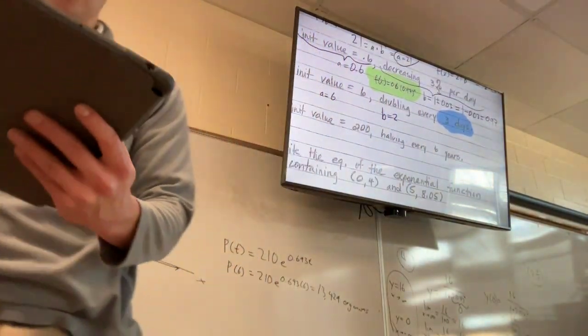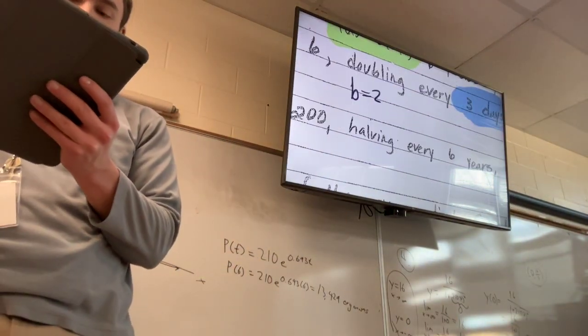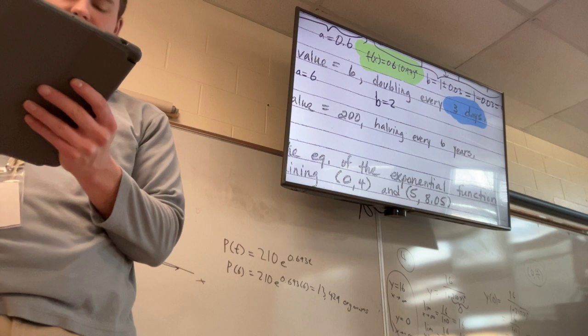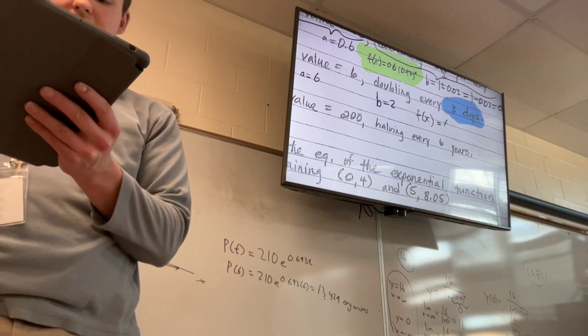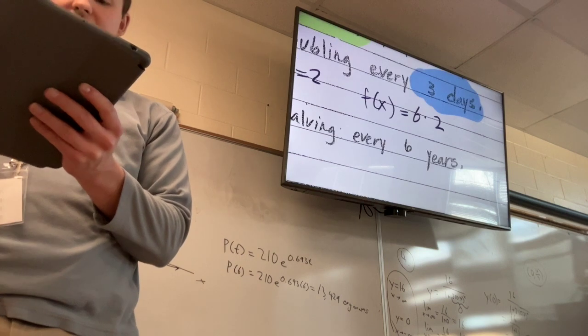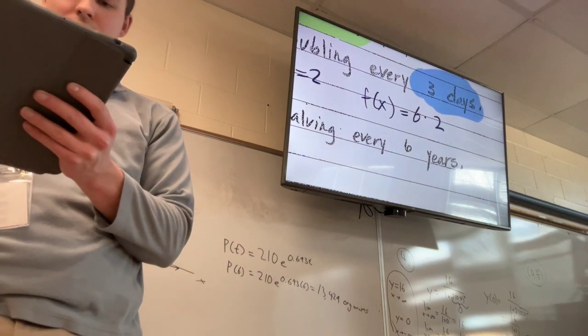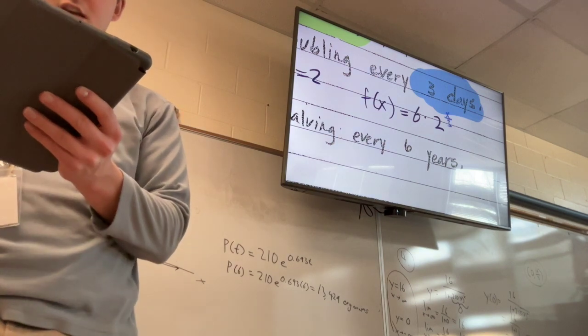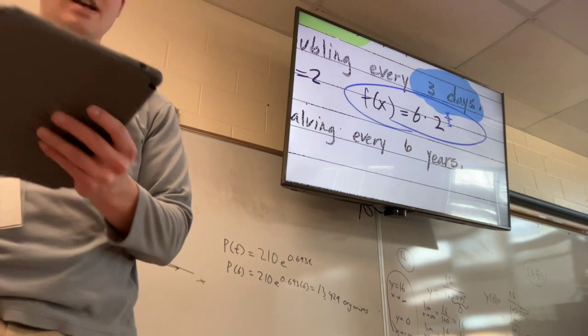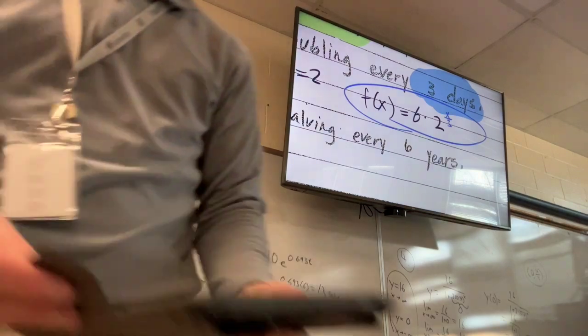So this over 3 gets dealt with. The initial value was 6, sorry. So it becomes f of x equals, I put a where it was, I put b where it was, and then instead of just an x, I put x over 3. Put that over 3. That's how we factor that in, okay?